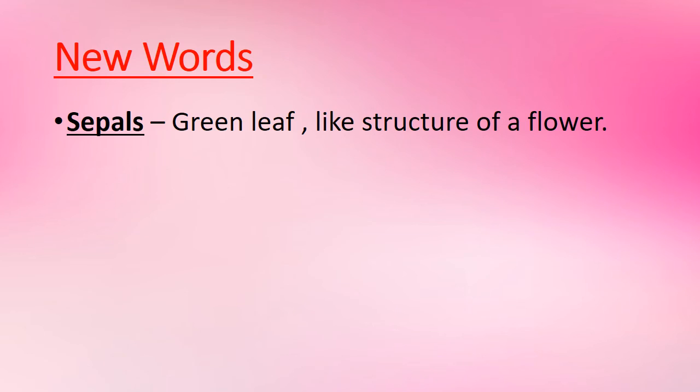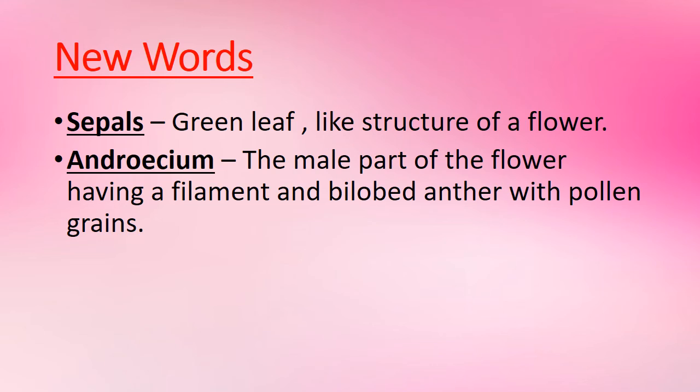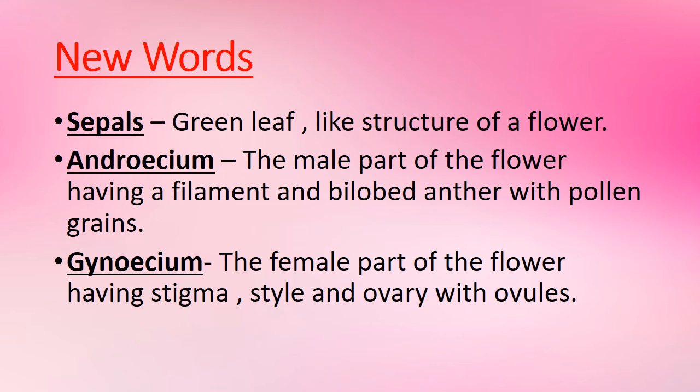So students, I hope you have understood this chapter properly. Let's see what new words we found in this chapter. First is sepals. We all know they are the green leaf-like structures of a flower. We read about the androecium, the male part of the flower which has a filament and anther with pollen grains. Gynoecium is the female part of the flower which has stigma, style and ovary with ovules.